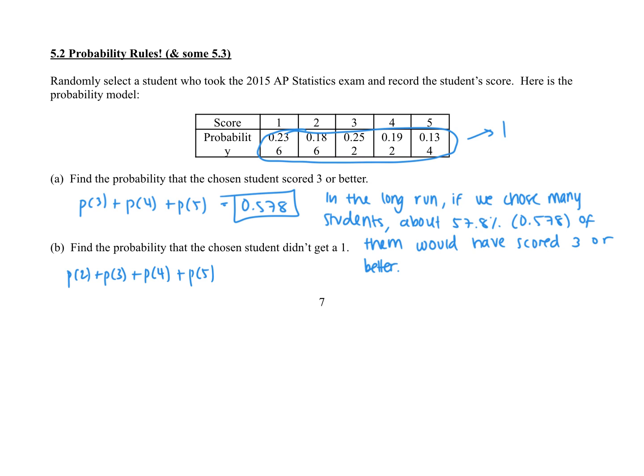So what I can do instead of adding up all 4 is I can just take 1 and subtract the only case that I'm not interested in. So the only one I'm not interested in is that the student scored a 1. So then the probability that the student didn't score a 1 is 0.764. That's what I would have gotten if I'd added up 2, 3, 4, and 5. Okay, questions, comments?